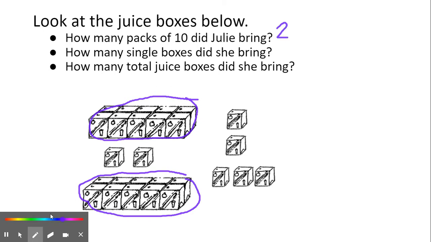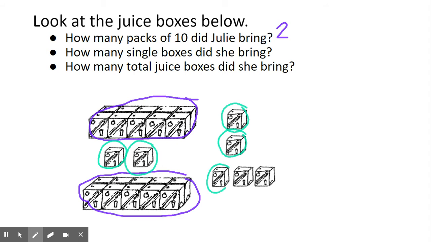The next question asks, how many single boxes did she bring? So let's count our single boxes. Can you count those with me? 1, 2, 3, 4, 5, 6, 7. So she brought 7 single boxes. The last question asks, how many total juice boxes did she bring?